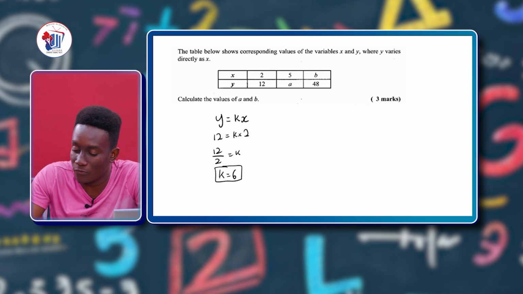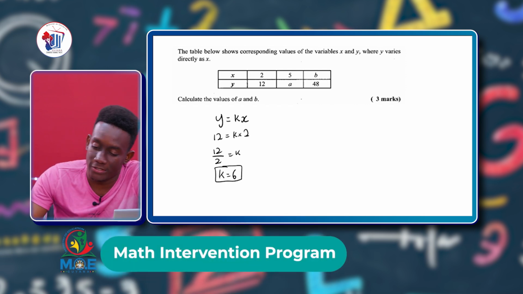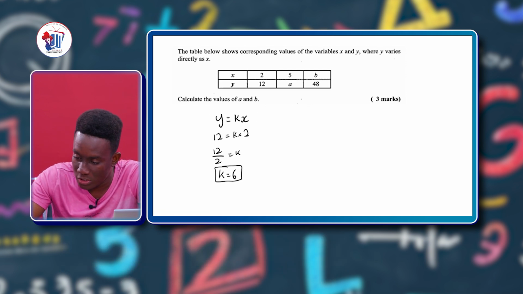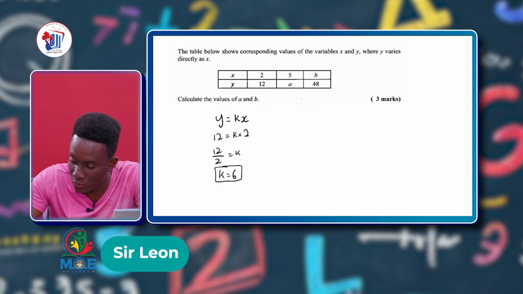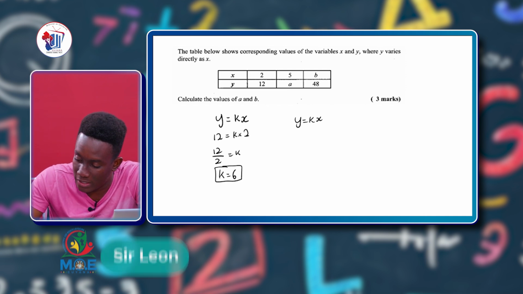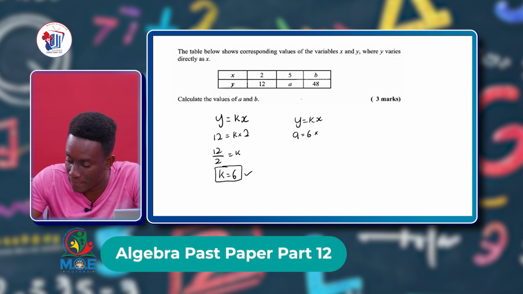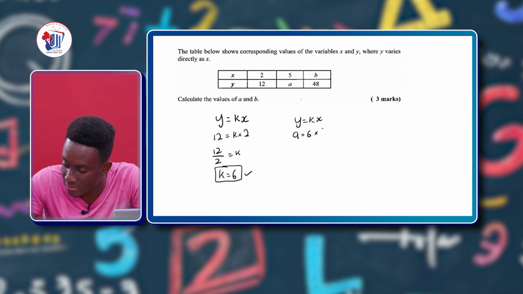Now to find the value of a, we'll use the same equation. So we see a is y, so we can use back y is equal to kx. So we know y would be a is equal to k. We found k to be 6. So it will be 6 multiplied by x. In this case, x is 5. So a would be equal to 6 times 5 is 30. So the value of a is 30.